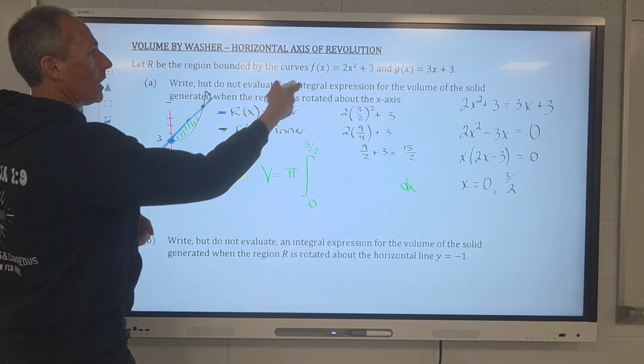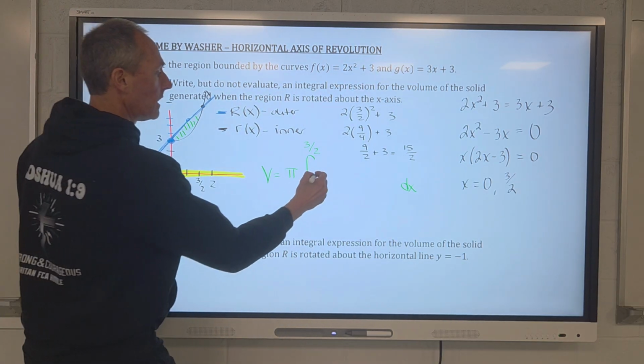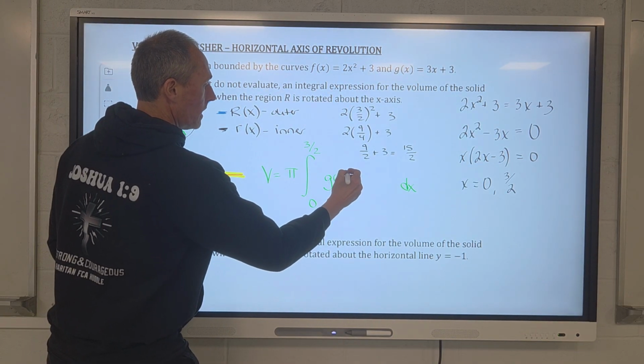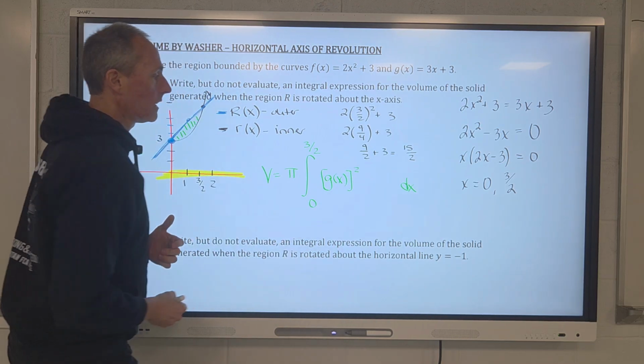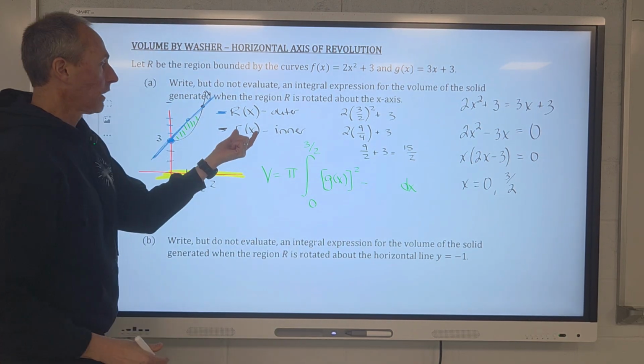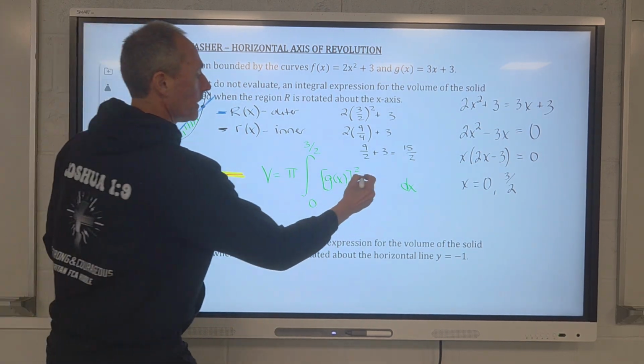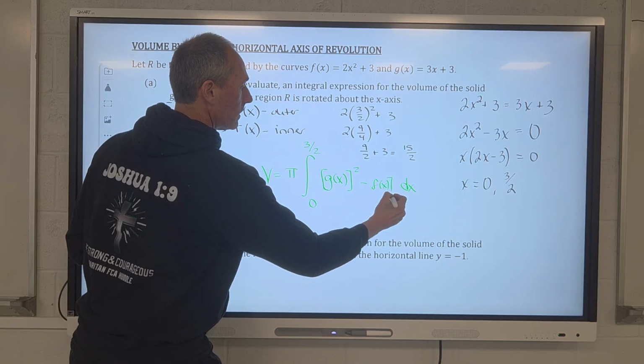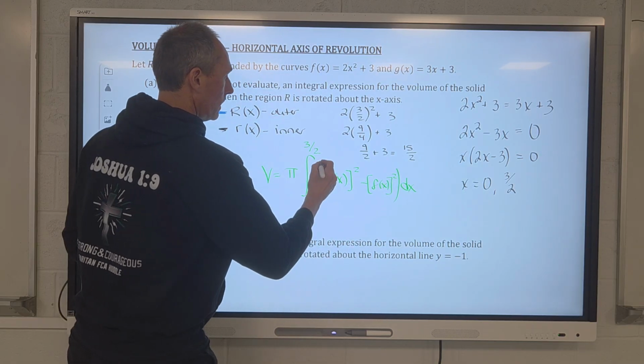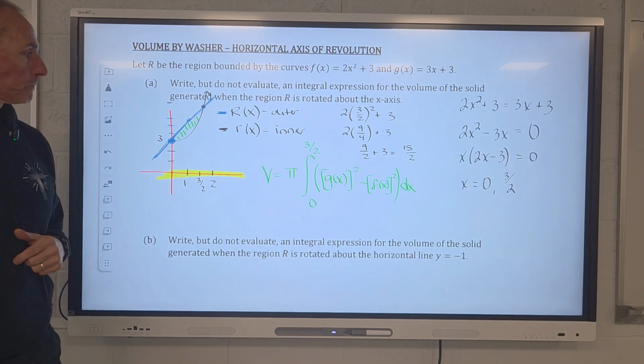So we know the outer one was really g of x, the line. So we're going to take that one and square it, and we're going to subtract the inner radius, which was the parabola. In this case, it was f. And there you go. That's all there is to it.